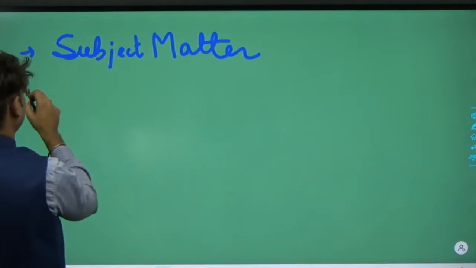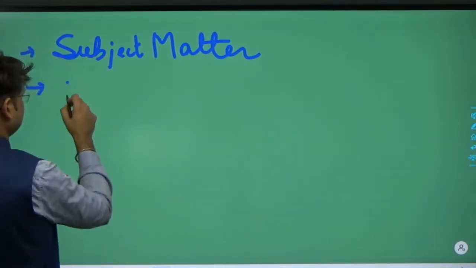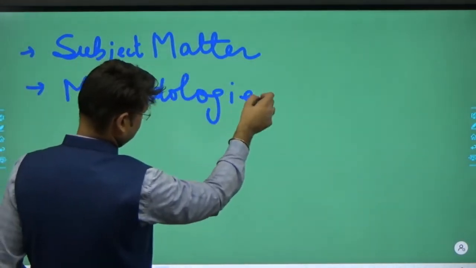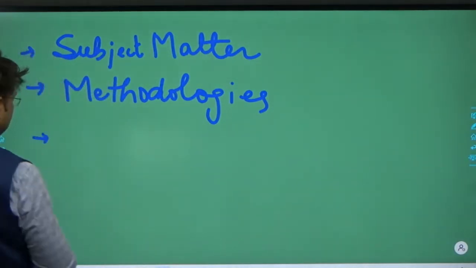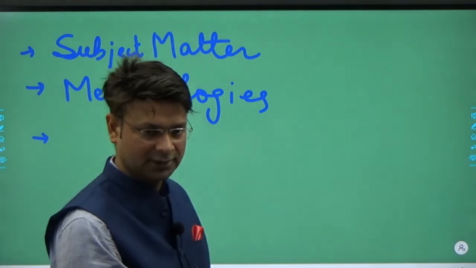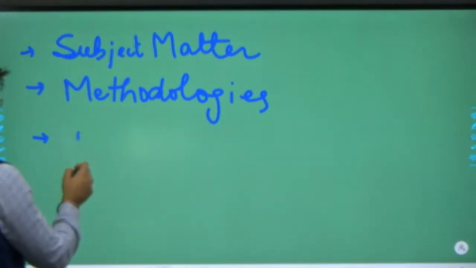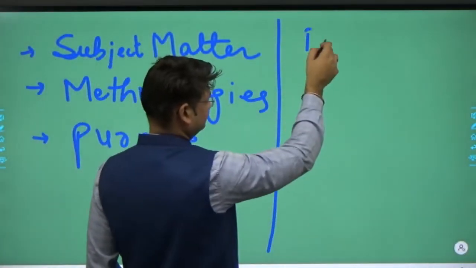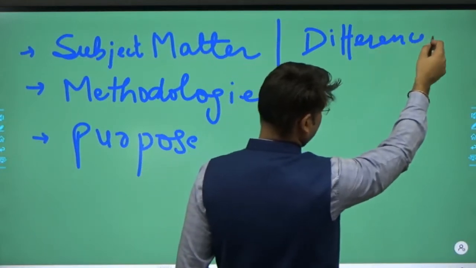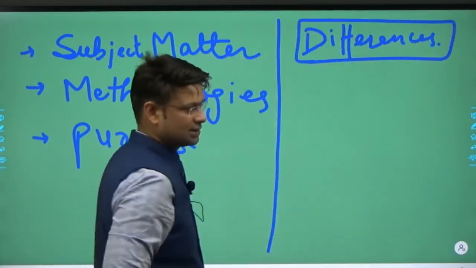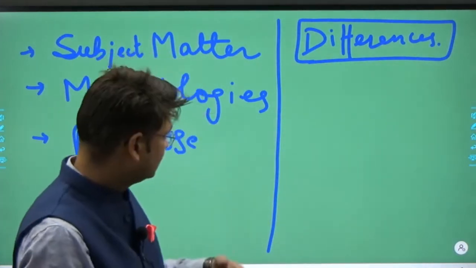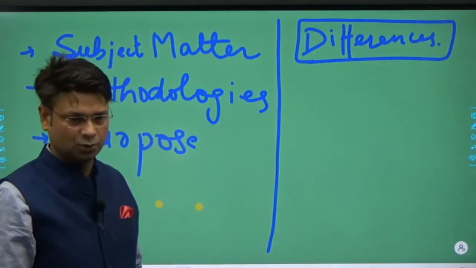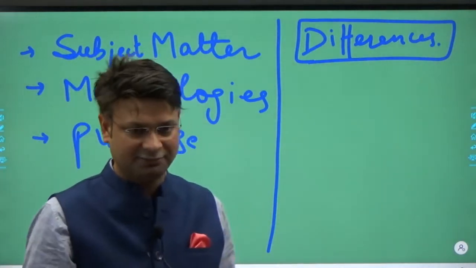Then there can be similarity in methodologies, or the methods adopted to study. There can be similarity in focus or relevance, what is the purpose, in some areas, and there may be differences. Differences means anthropology stands out as a unique discipline that is distinct from other disciplines. So in this lecture we will trace out the relationships of similarities and differences.